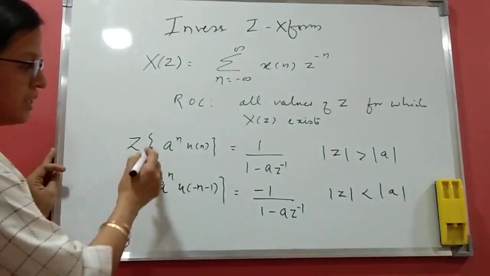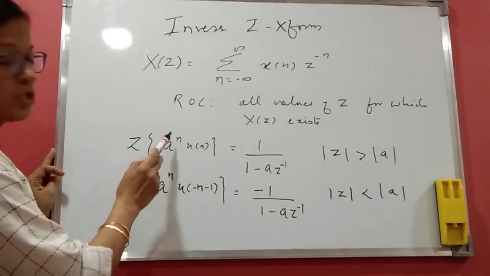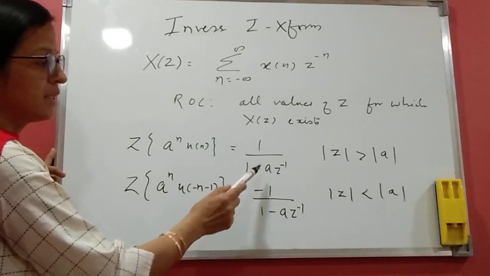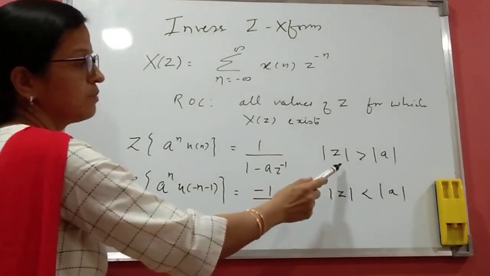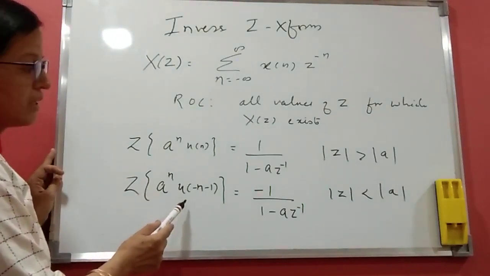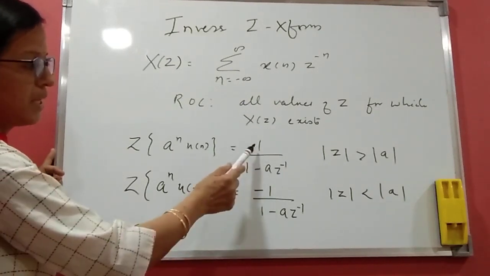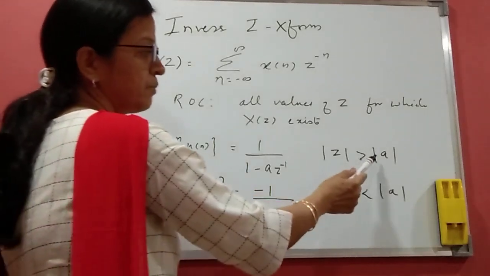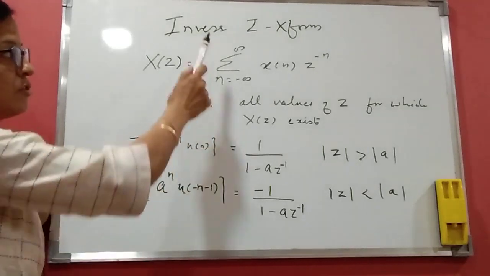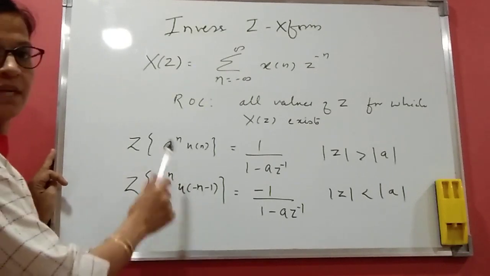As you can see, these two signals, this is a causal signal as we have discussed earlier in the class, a raised to n u(n), a positive sided signal. The Z transform is 1 upon 1 minus a z raised to minus 1 with ROC mod z greater than a. This is an anti-causal signal, a raised to n u(minus n minus 1). The Z transform is the same with negative sign, and ROC is opposite of the ROC of the causal signal. This already we have discussed in the class, but before starting with inverse Z transform, we should know what the Z transforms of these standard signals are.